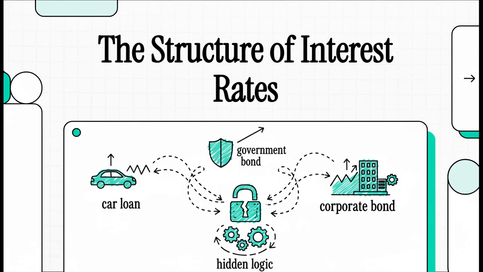Have you ever looked at the interest rate on a mortgage, a car loan, and a government bond and just wondered, why are they all so different? It can feel totally random, right? Well, it's not. There's actually a hidden logic, a kind of secret code behind it all. And today, we're going to crack that code.